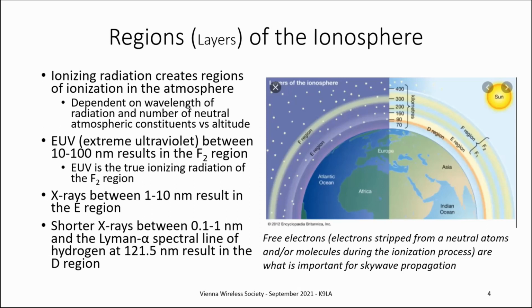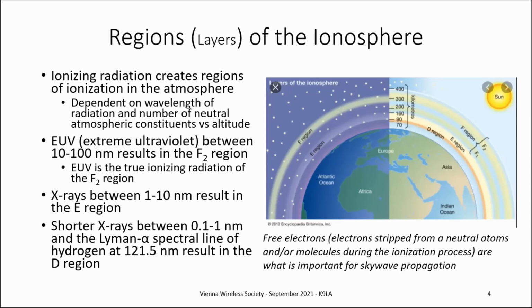The D region at night, for our HF purposes, goes away. So that's why it's not shown there on the left, and there's just the three bottom bullets. Extreme ultraviolet is responsible for the F2 region. X-rays between 1 and 10 nanometers, that's pretty short, result in the E region. And even shorter X-rays and also Lyman alpha spectral line of hydrogen results in the D region.